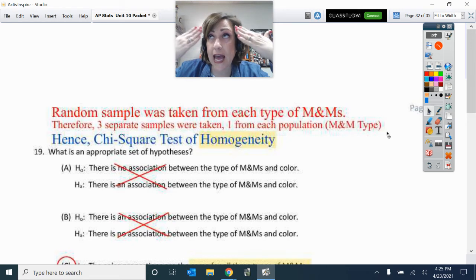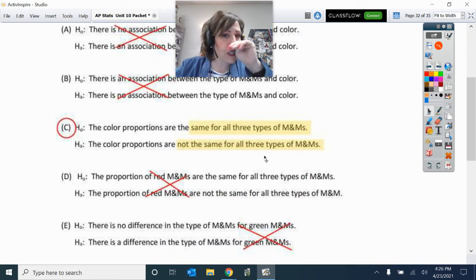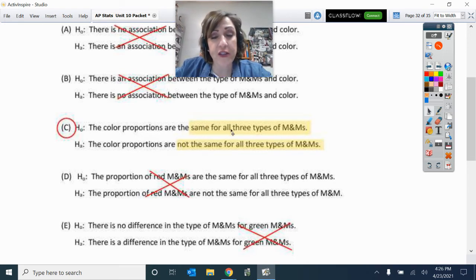How is this organized? How many samples? Are they from different populations? Oh, yes, they are. That's homogeneity. So that means that this question is really posing, are these different kinds of M&Ms having these colors at the same rate? So that leads me to what my H0 and my HA are. So C says the color proportions are the same for all 3 types of M&Ms, and HA says the color proportions are not the same for all 3 types of M&Ms.